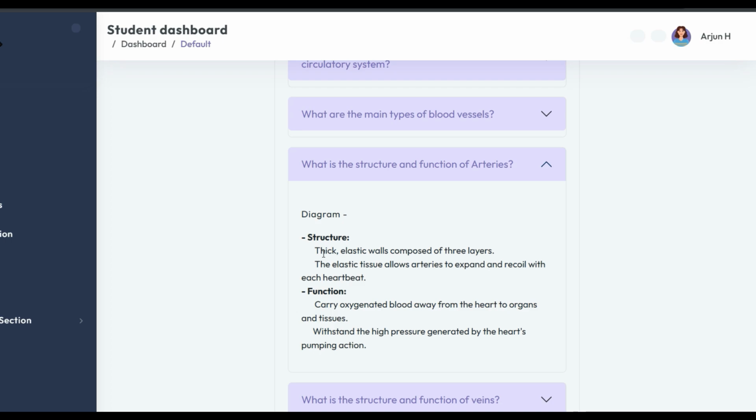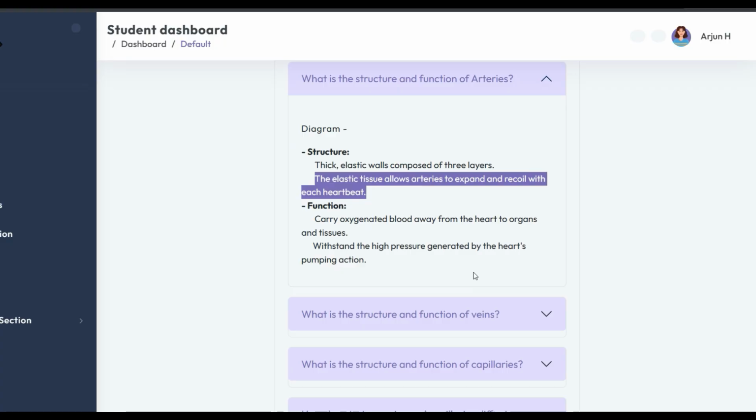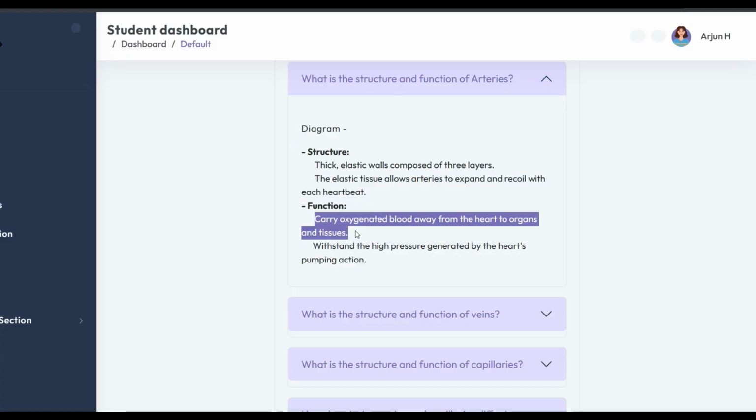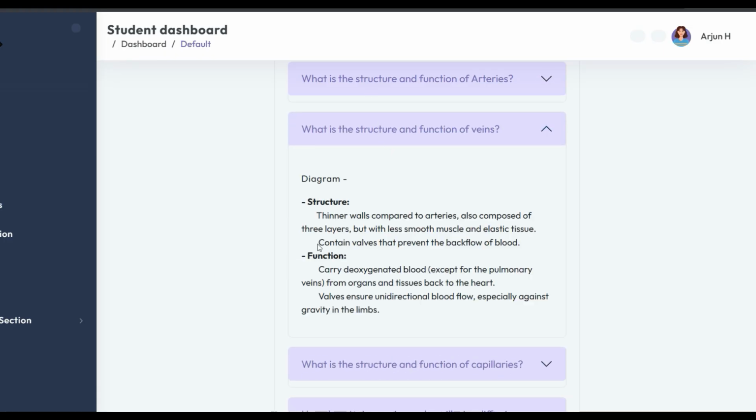Structure of your artery is that it is a thick elastic wall composed of 3 layers. The elastic tissue allows the artery to expand and recoil with each heartbeat, right? So it has to be elastic. Function is to carry oxygenated blood away from the heart to the organs, and withstand the high pressure generated by the heart pump.